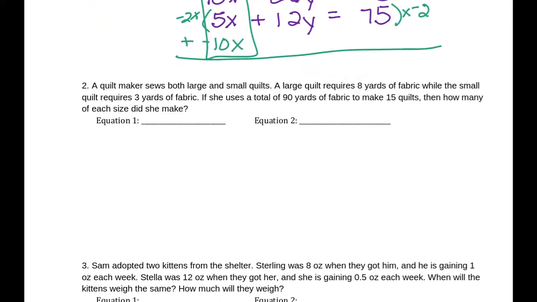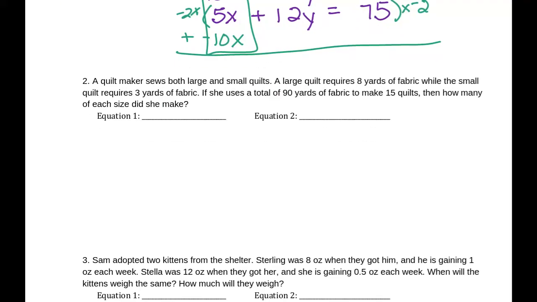So, a quilt maker sews both large and small quilts. A large quilt requires 8 yards of fabric, while the small quilt requires 3 yards of fabric. If she uses a total of 90 yards of fabric to make 15 quilts, how many of each size did she make? There's your question. How many of each size did she make?